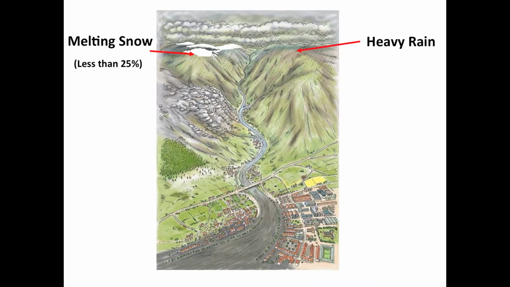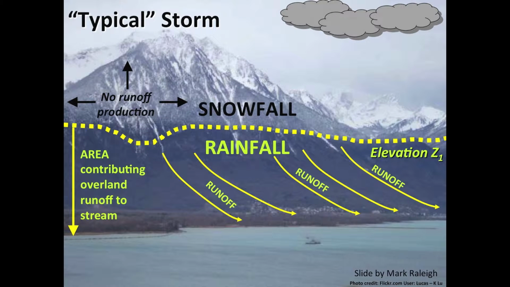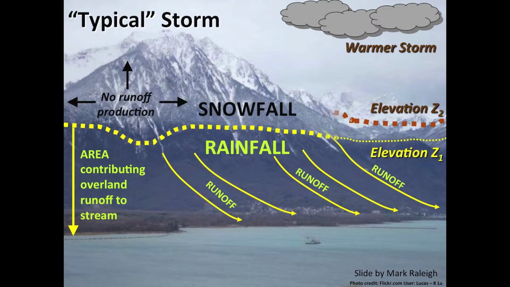During a rain-on-snow flooding event, we have a period of heavy rain and melting snow. The heavy rain contributes most of the water in a flooding event, while the snow can account for up to 25%. During a typical storm, we have snow high in the mountains and rainfall at a lower elevation. Therefore, thanks to snow, we have less runoff during a precipitation event.